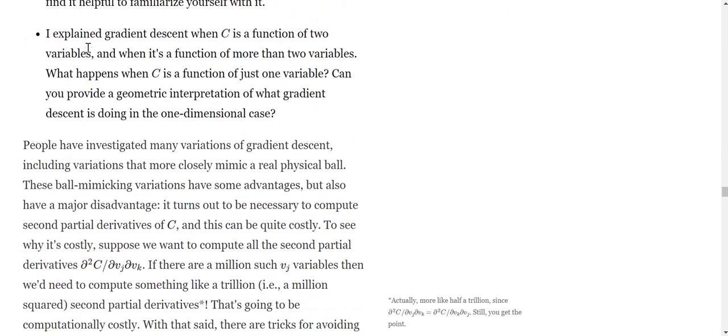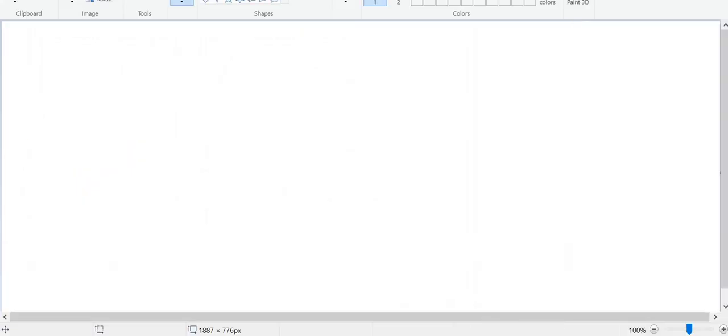The other question is: I explained gradient descent when C is a function of two variables, and when it's a function of more than two variables. What happens when C is just a function of one variable? Can you provide a geometric interpretation of what gradient descent is doing in the one-dimensional case? And I believe this is a lot simpler than the other question.